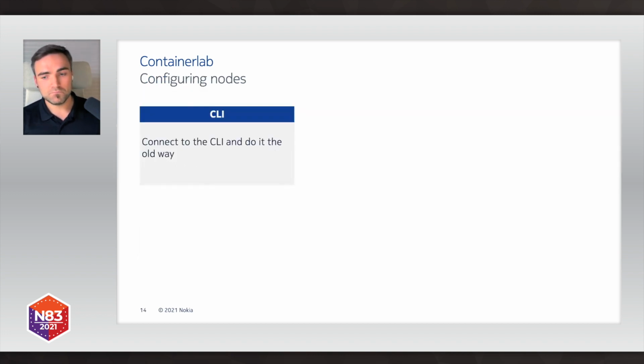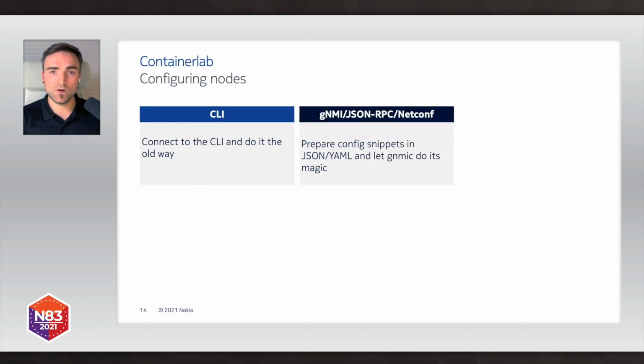Now, when you manage to connect to the nodes, it comes to the configuration process. And there are, of course, many ways how you can configure the nodes. You can connect to the CLI, as I explained on the slide before, and type in your commands. Or you can use some programmatic interfaces that the nodes will have as part of their startup configuration. For example, you can use gNMI, JSON-RPC, NETCONF, or any other APIs that the network operating systems might have as part of their config.